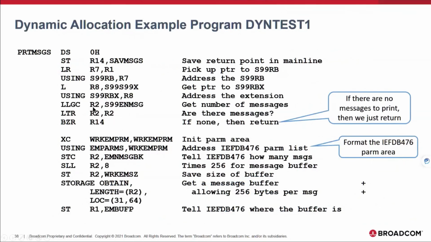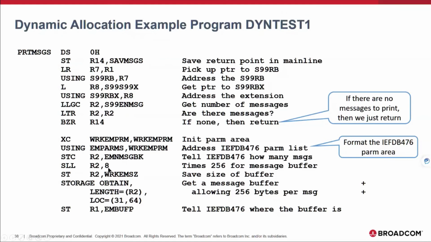So now we've got mappings on register 7 and 8 of those two control blocks, and he'll pick up the number of messages that were generated, and he does a load and test. Are there any messages there? If there are not, he just returns back to the caller. But if there is, then he will clear this parameter area and set up. He's got the number of messages in R2, and he stores that into the number of messages in this parameter list that's used for IEFDB476.